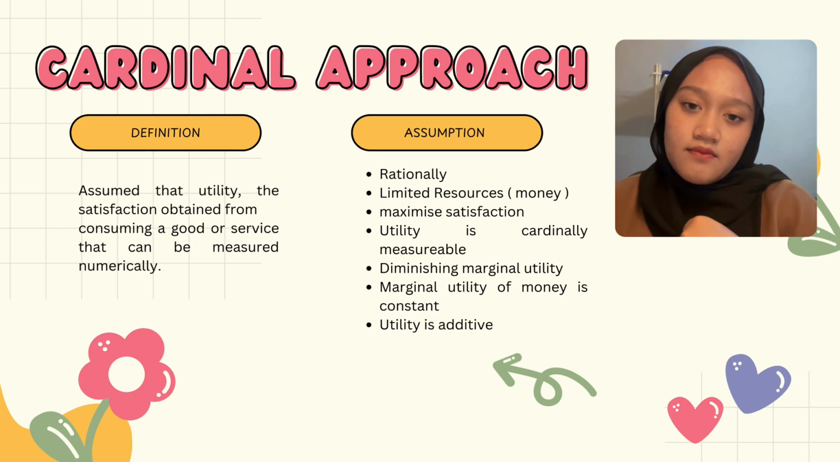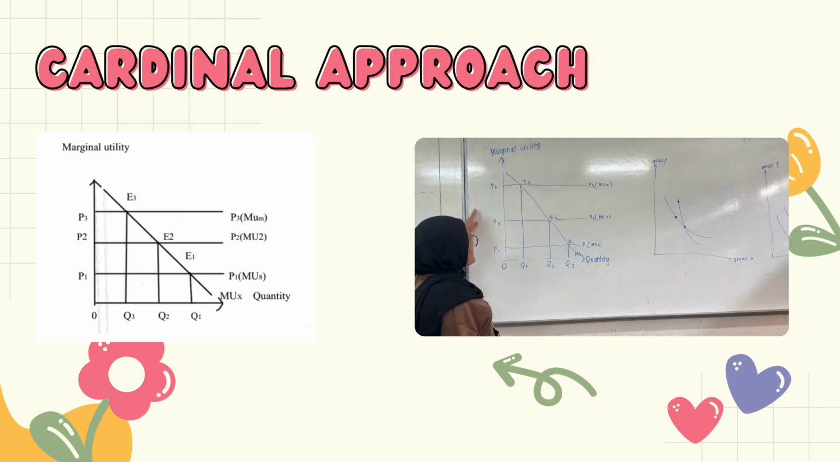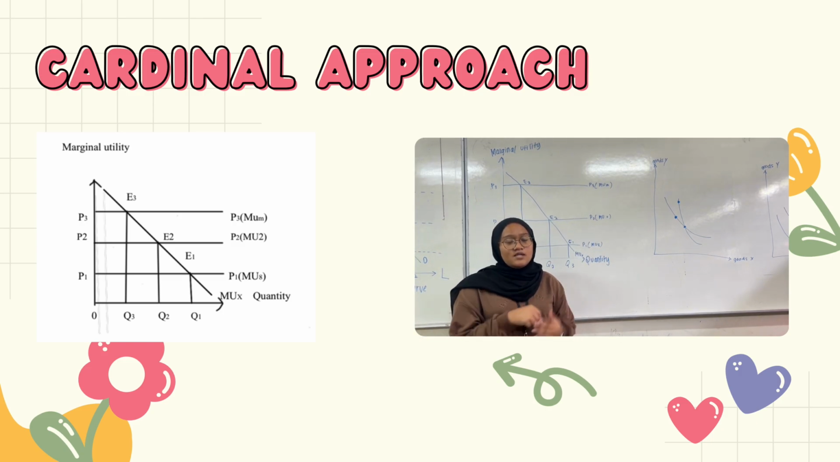Other than that, maximum satisfaction. Next, utility is cardinally measurable. Moreover, diminishing marginal utility. Furthermore, marginal utility of money is constant. Last but not least, utility is additive. If the price and the quantity change, the equilibrium is restored when MU is equal to P.